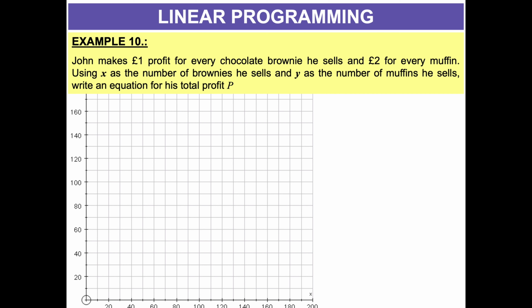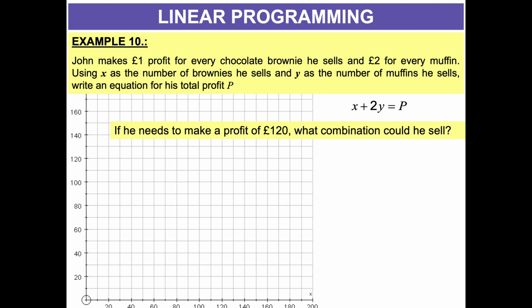So let's look at example 10. John makes £1 profit for every chocolate brownie he sells and £2 for every muffin. If we use x as the number of brownies and y as the number of muffins, what's the equation for his total profit P? It's obvious that you need to multiply the number of each item by its price, so 1 times x plus 2 times y, and that will give you the profit.